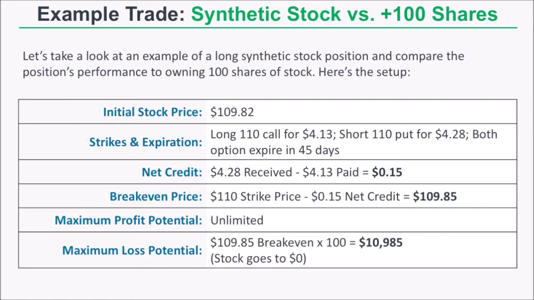Since we collected $4.28 from the put and paid $4.13 for the call, we get a net credit of 15 cents. Which means our break-even price is the strike price of 110 minus the 15-cent credit, which brings our break-even to 109.85. Our max profit potential is unlimited, and our max loss potential is 109.85 times 100, or $10,985, which occurs if the stock price goes to zero in the next 45 days. Let's take a look at this position's performance through time.